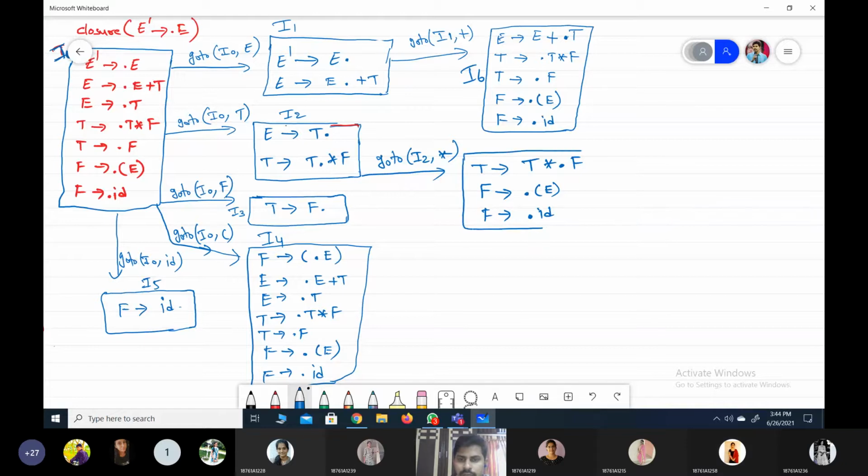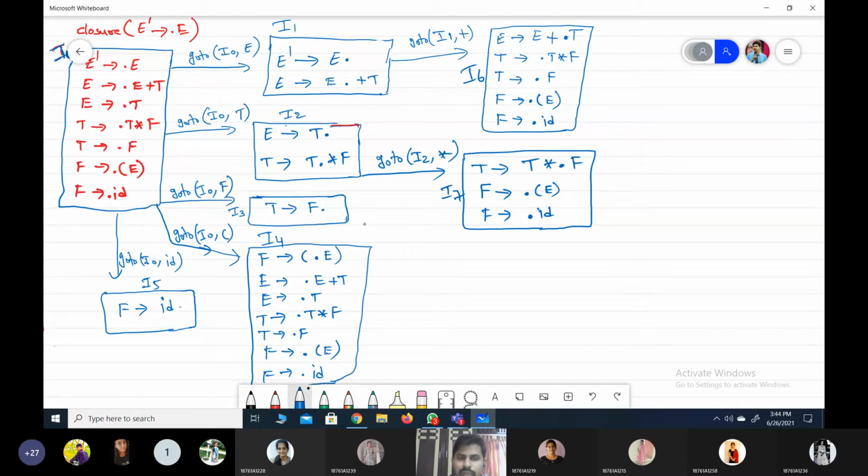Yes, sir. Is it cross-checked that this item state is matched with any one of the item states? No, sir. If it is not matched, then give the new state number I7. Okay. And the cross check with I2 is also over. And now cross check with I3.